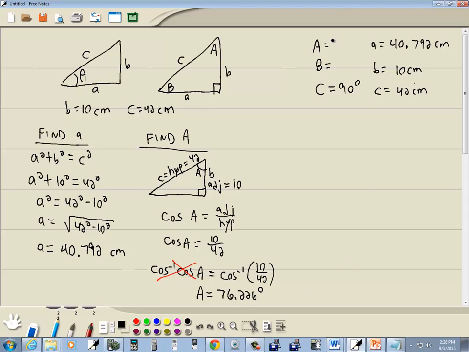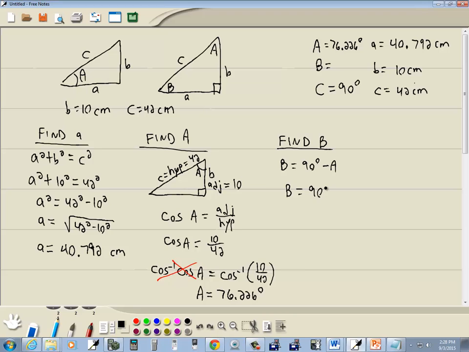76.226, rounding it to 3 decimal places, degrees. So this will be 76.226 degrees. Now I could do the same thing with B. And normally we might not use an approximation, but since I want all my angles to add up to 180 degrees, then I can use it. So B is going to equal 90 degrees minus A, because A and B have to add up to 90 if this is 90.